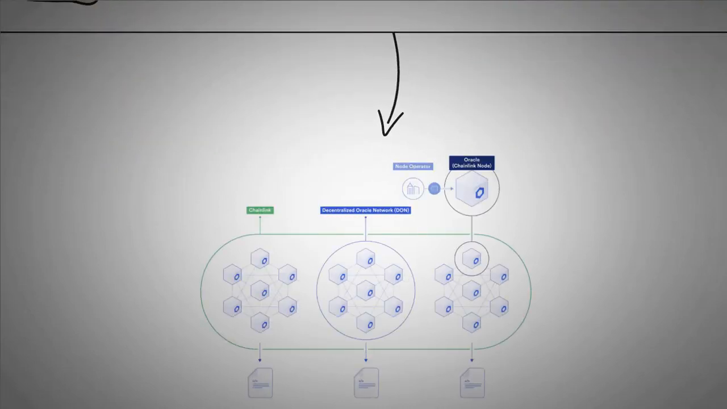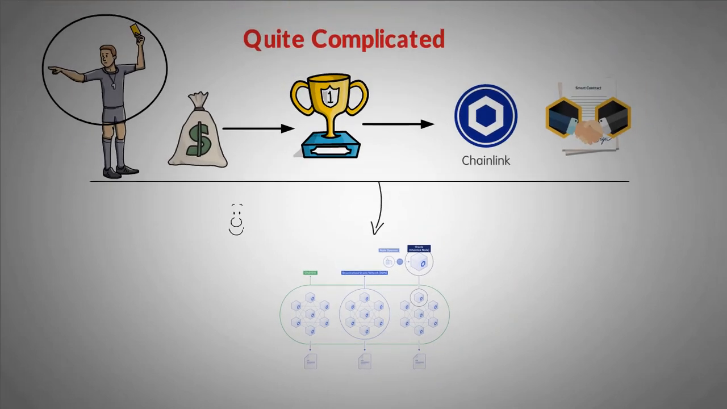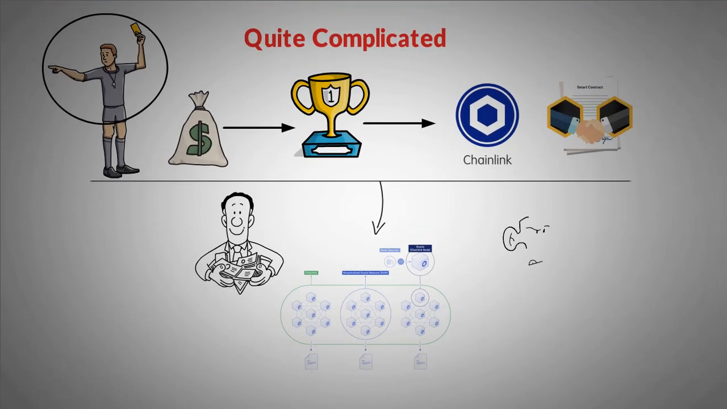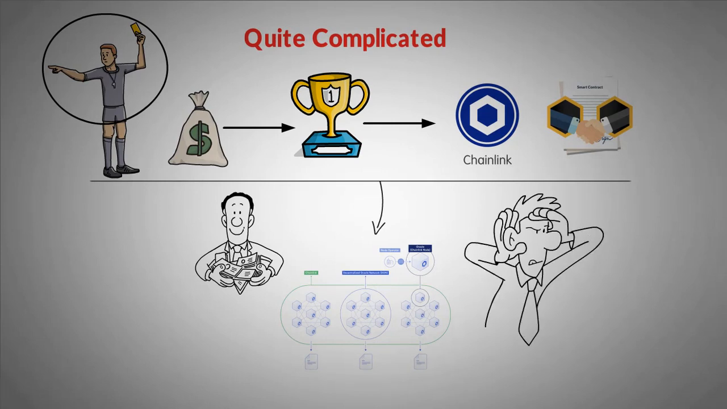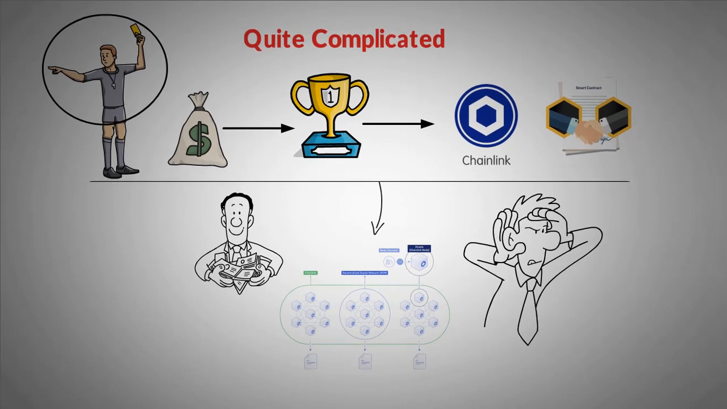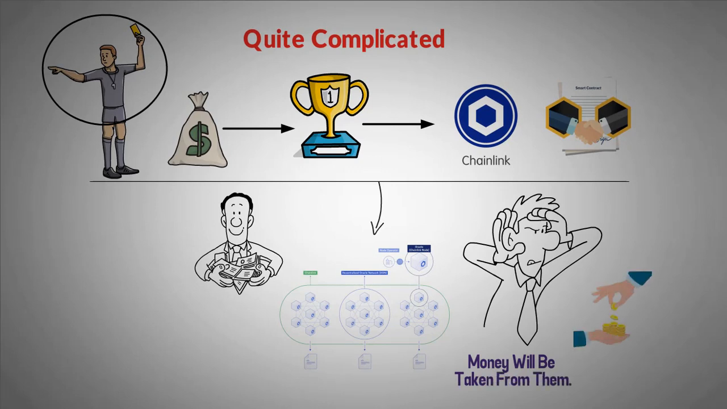These node operators are basically people who lock up some of their money to be trusted data sources. As odd as this may sound, if they are no longer found to be truthful, their money will be taken from them. Therefore, this serves as an incentive for them to remain truthful.